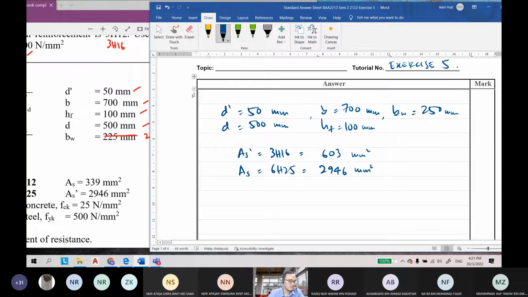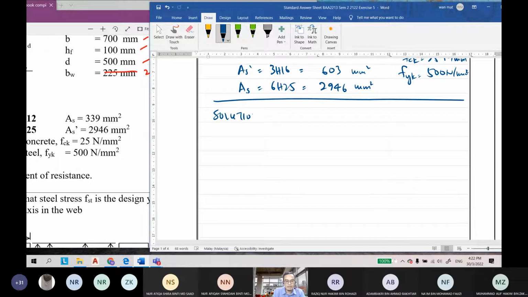So the solution: FCK is equal to 25 Newton per millimeter square. This is the concept class. You don't have to remember the equation, actually you have to remember the concept. If you remember the concept, then you will get to know the equations. So let us jump to the solution.